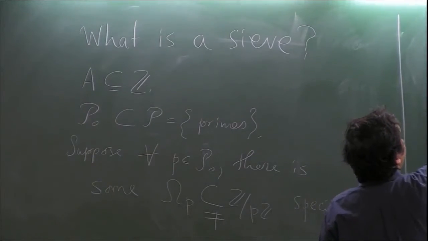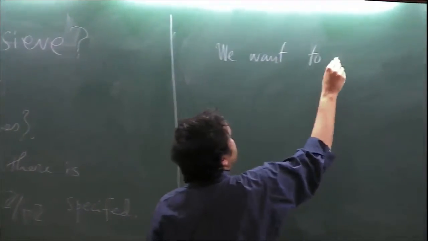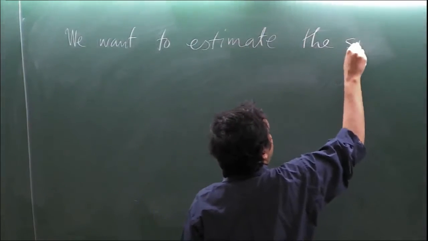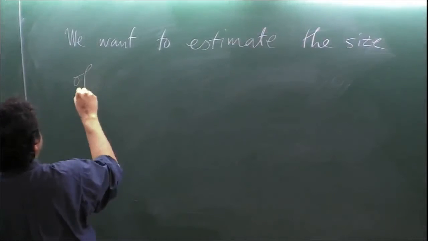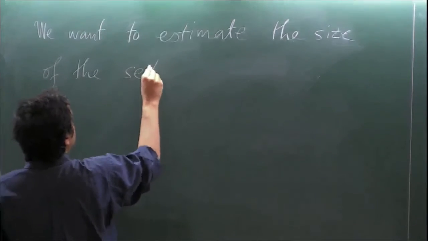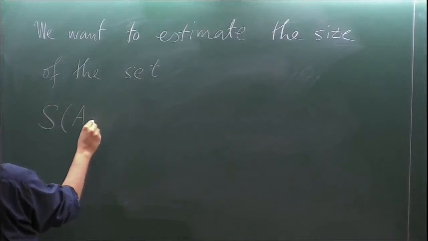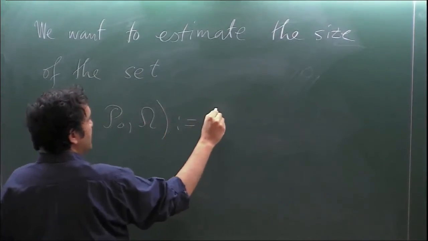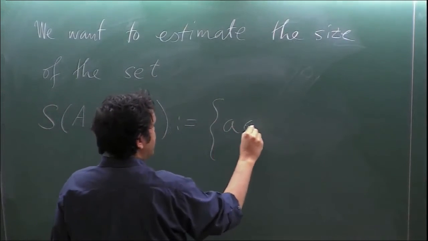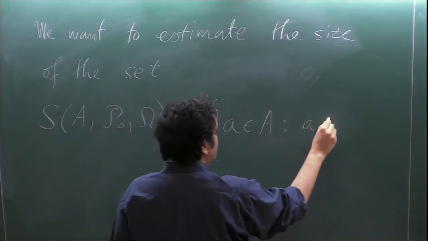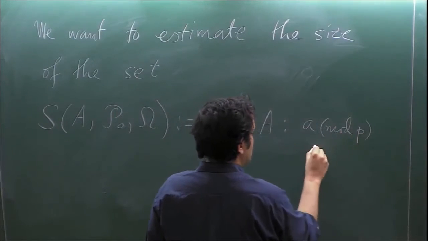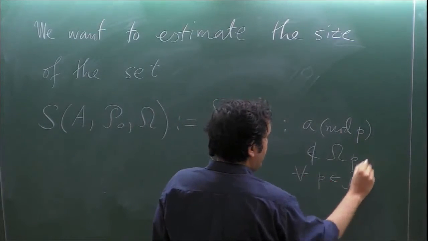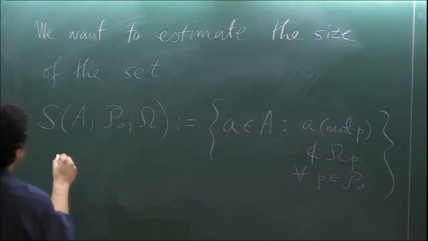So we want to estimate the size of the set S(A, P naught, omega), which is by definition those a in A such that a mod p should not lie in omega p for every p in P naught. This is called the sifted set.